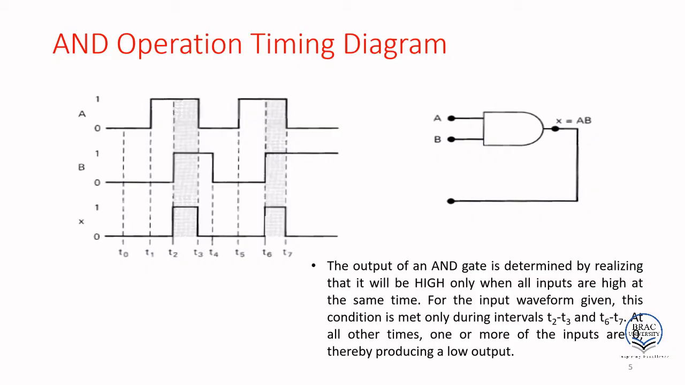Again, this shaded region will be high. These two shaded regions are high because here input A and B are both high. For all other combinations, the output is low. I'm not going into detail because I think you will understand it from the previous concept. And this is the typical AND gate.